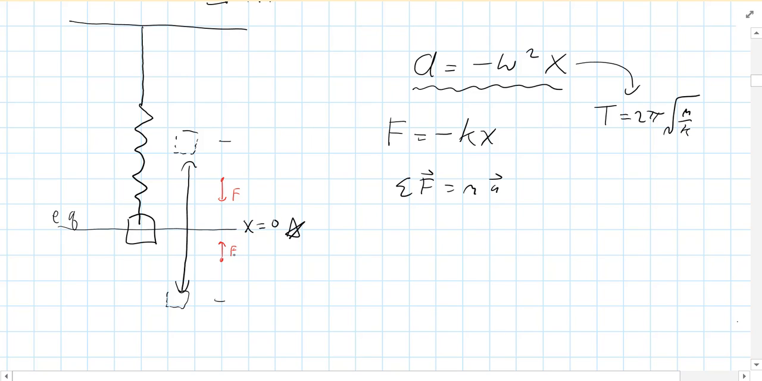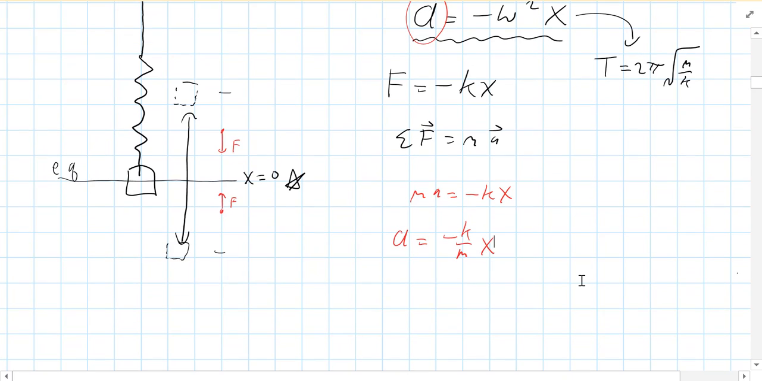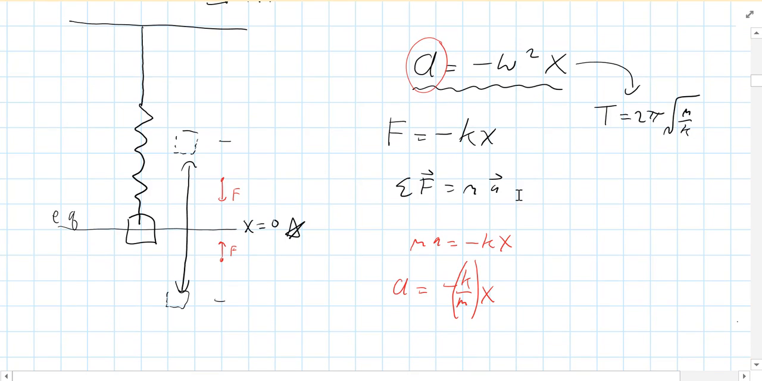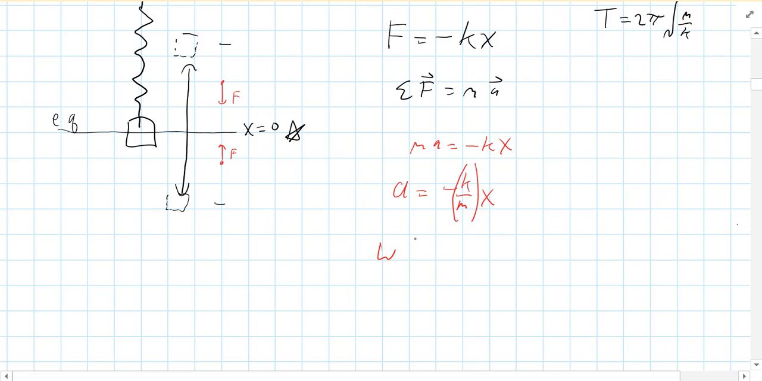So these both describe the force acting on the mass, and I'm going to set them equal. So you have ma equals negative kx. We're going to get a by itself, so a is equal to negative k over m times x. So we have a in terms of x. Whatever's in front of the x is negative omega squared. So omega squared is k over m, and so omega is root k over m.